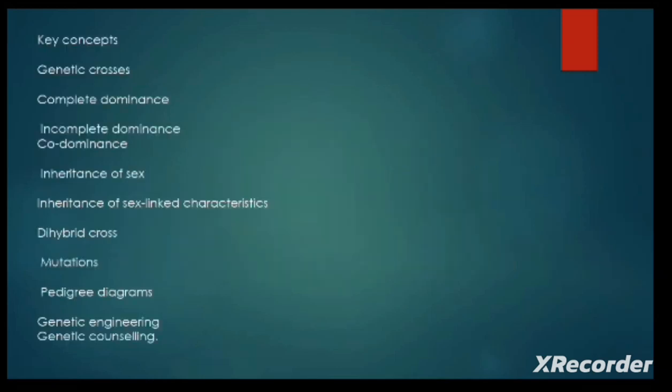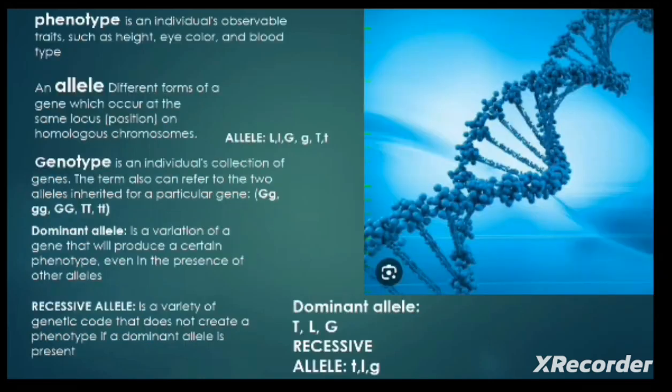Hence genetics. So the first thing you need to know is the key concepts in this topic: genetic crosses, which involve monohybrid cross and dihybrid cross. We have complete dominance, incomplete dominance, codominance, inheritance of sex-linked characteristics, mutations, pedigree diagrams, genetic engineering, and genetic counseling. If you know all these things, then you will be able to answer all the questions in this topic. So the first thing, let's look at key concepts.